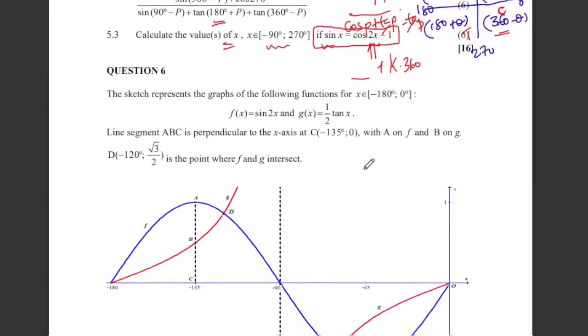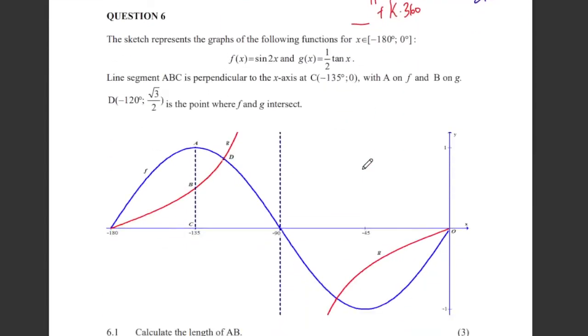Okay, I'll look at question 6, which is to do with the functions. Remember, with the functions I need to know what the domain is. That is the x values. In this case, we're going to be talking about degrees. And then the range, those are y values.